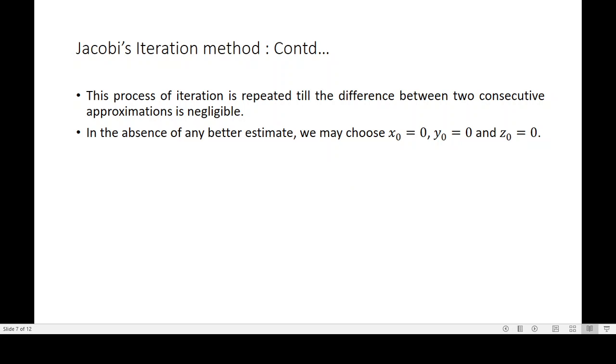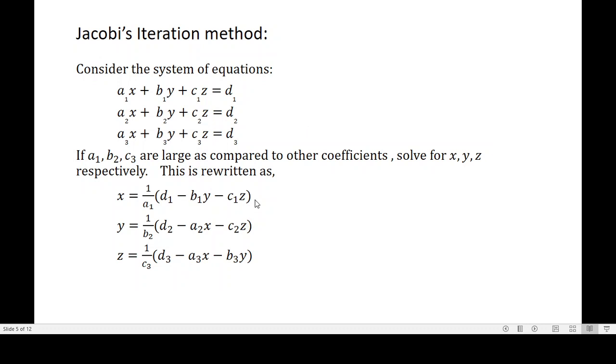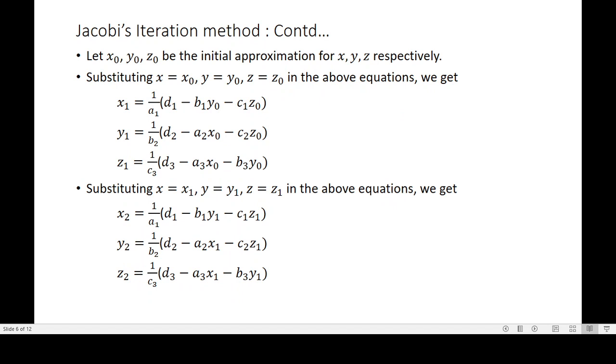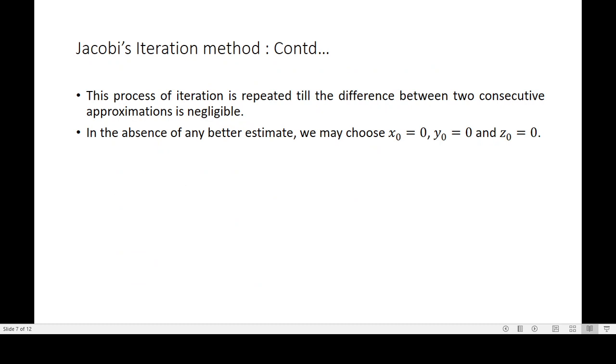So Jacobi's iteration method is: given a system of equations, we rewrite the equations in this form. We begin with the initial approximations x0, y0, z0. We find the first iteration or the first approximation x1, y1, z1 by substituting x is equal to x0, y is equal to y0 and z is equal to z0. We find the second approximation x2, y2, z2 by substituting x is equal to x1, y is equal to y1 and z is equal to z1. Continue the process till the difference between the two approximations is negligible. If the initial approximation is not given, we choose x0 equal to y0 is equal to z0 is equal to 0. I hope you have understood Jacobi's iteration method.